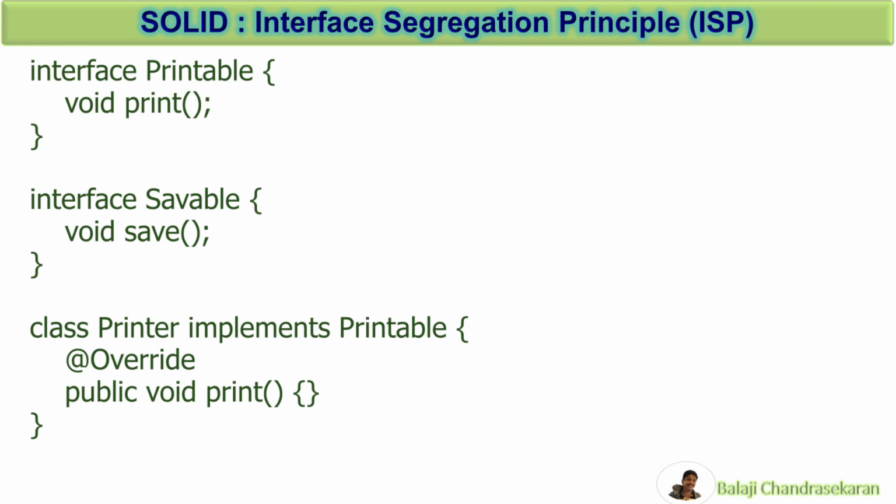Clients of the Printer class are no longer forced to depend on methods that they do not use, leading to better code organization and reducing coupling. This adheres to the interface segregation principle by ensuring that the interfaces are fine-grained and client-specific rather than monolithic.